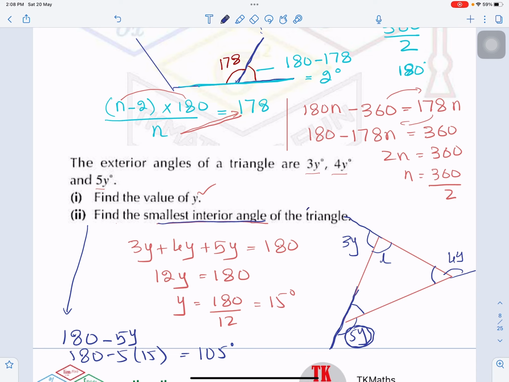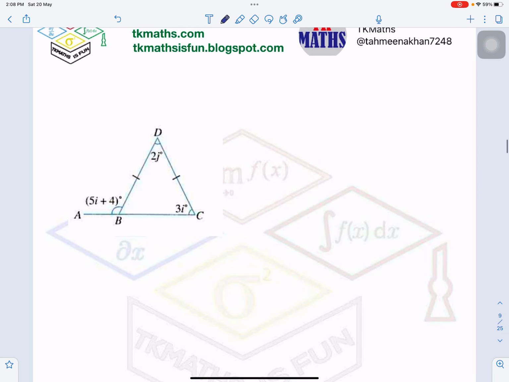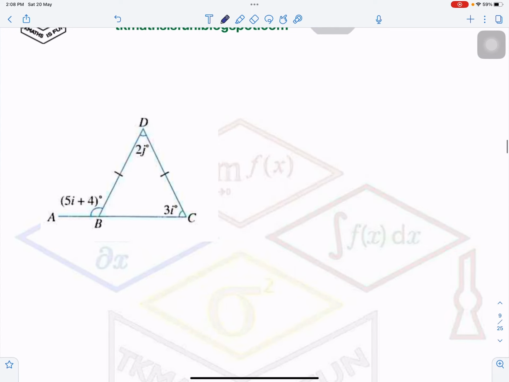So thank you very much for watching this video, and I'm just showing here the last question, which is a little tricky. I want to give you an idea. Let's see if you can do it or not. Okay, these two sides are representing that they are equal. It means it is an isosceles triangle. In an isosceles triangle, the opposite angles are equal. So this is also 3i. Yes or no?